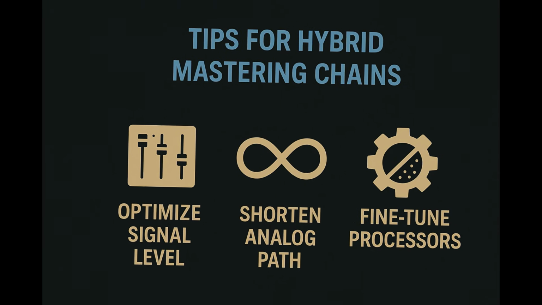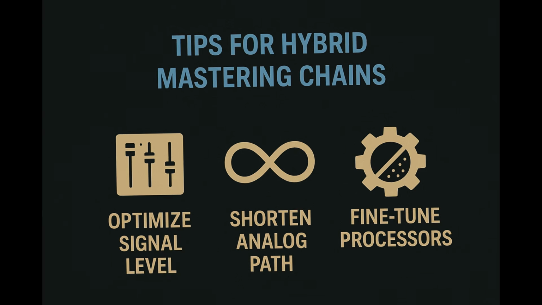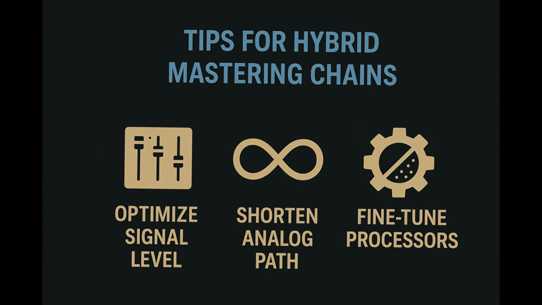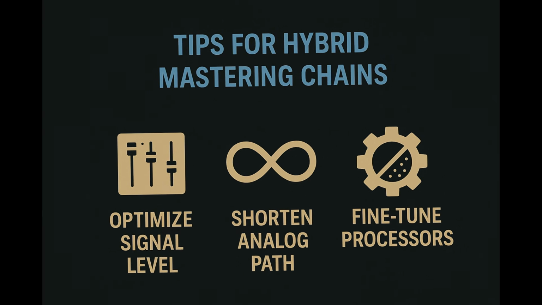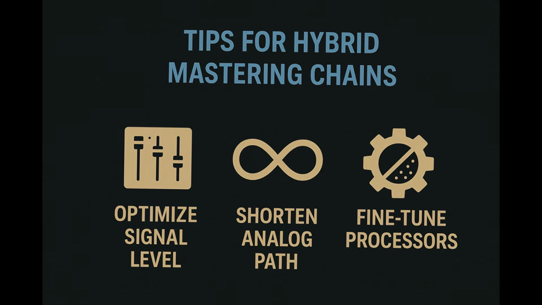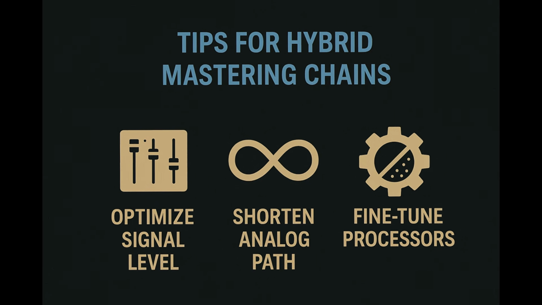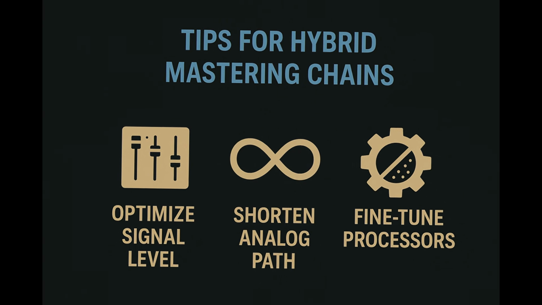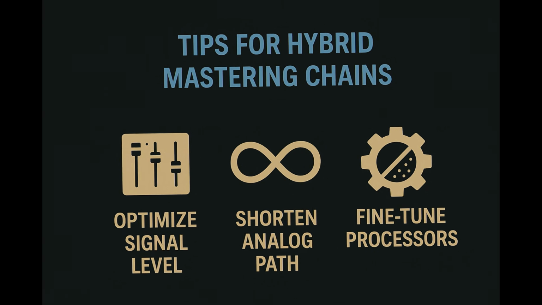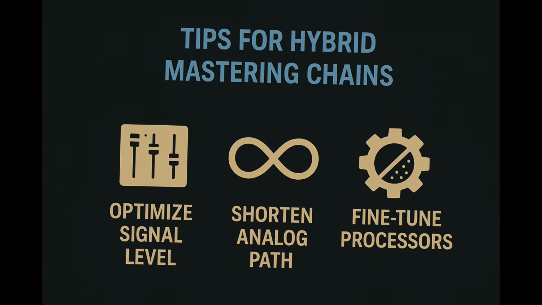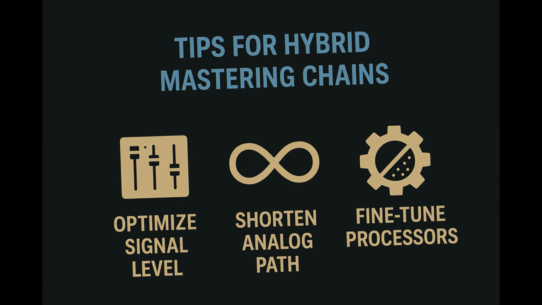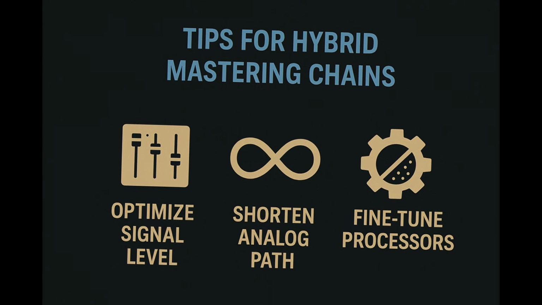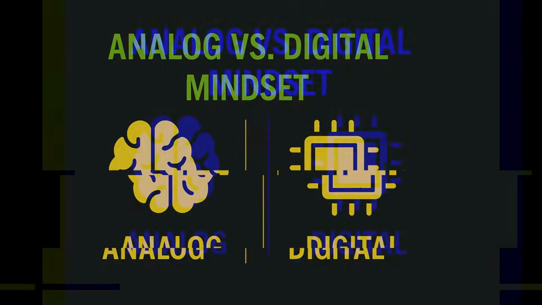Tips for hybrid mastering chains. Use digital gain staging tools to prep your signal before sending it out of the DAW. Use trim controls to bring it back in clean and safe. Calibrate your analog chain so you know what minus 18 dBFS in the DAW equals on your hardware input.